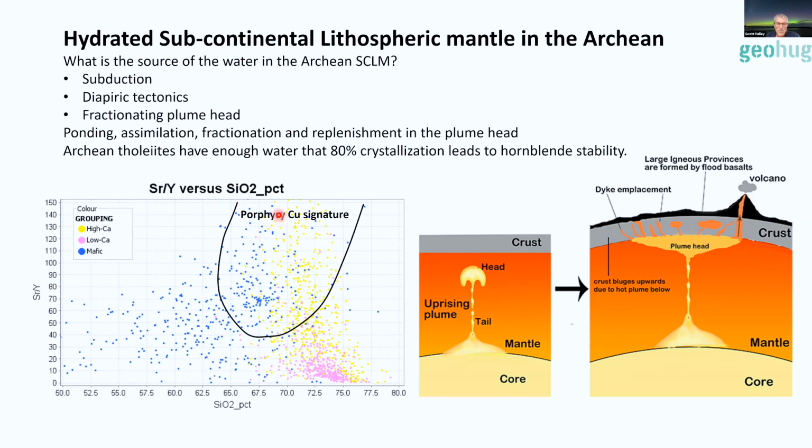I think this high strontium yttrium signature in Archaean granites is a signature about how much water was added to this deep lower crustal environment at the tail end of a mantle plume. And think about the consequences of remelting that stuff. That's the story about Archaean gold deposits.